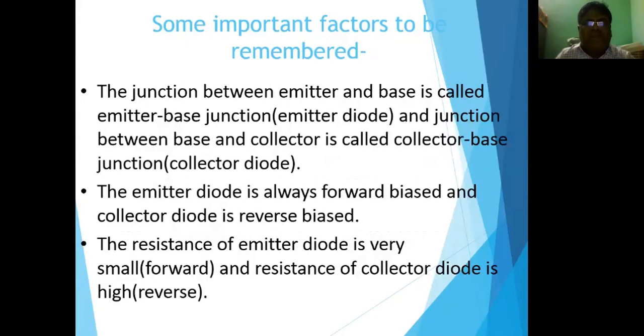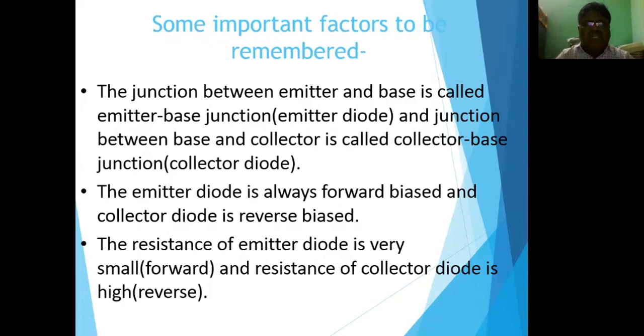Next, the junction between the emitter and base is called the emitter-base junction. That is the emitter diode. The junction between the base and collector is called the collector-base junction. That is the collector diode.